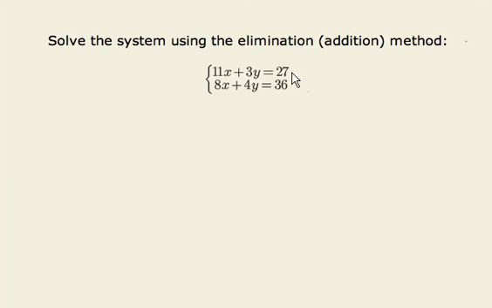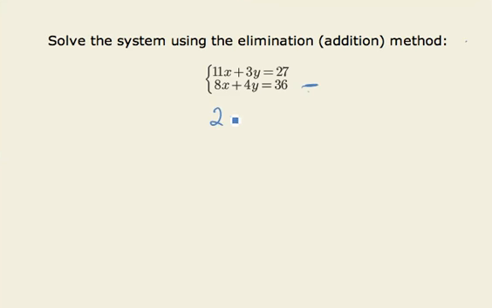These are all pretty big numbers, but I notice that in this second equation, 8, 4, and 36 all have a common factor. They're all multiples of 4. So we could go ahead and rewrite this second equation by dividing each piece by 4, and we'll have a little bit smaller numbers to work with.